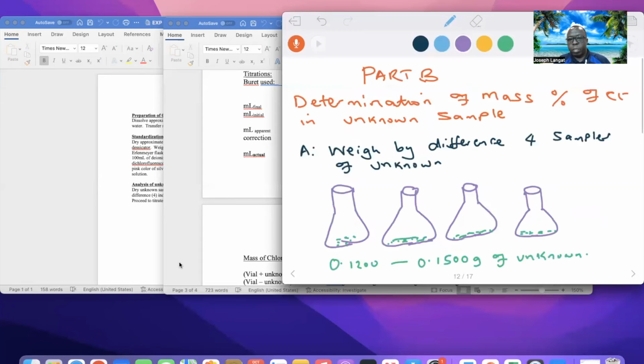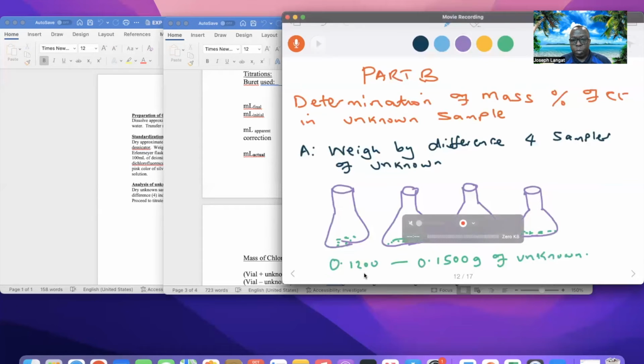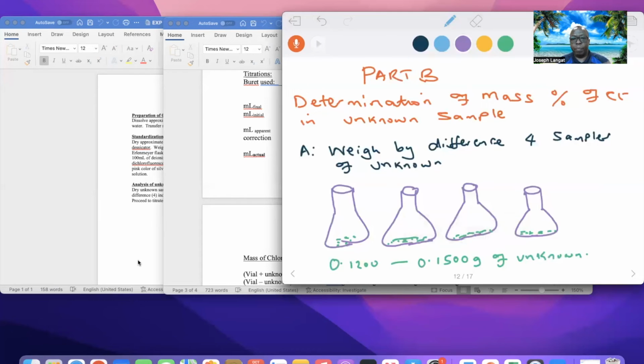Each individual was assigned a known sample with a different mass percent of chloride. That is the objective of this lab: to determine the mass percent of chloride in your assigned sample. The instruction called for weighing between 0.120 grams and 0.1500 grams of the sample, weighing by difference.